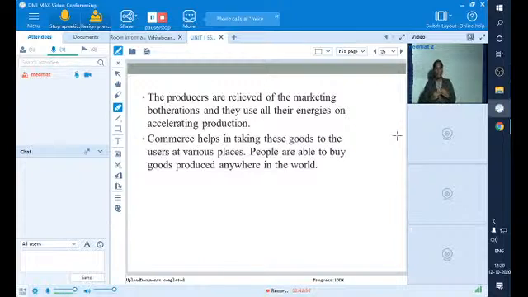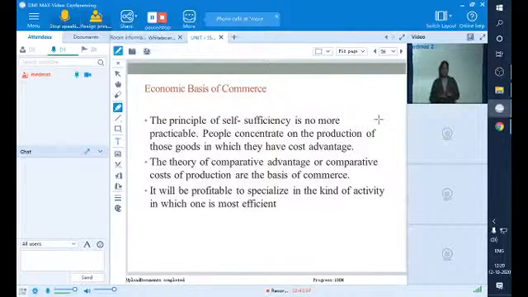Next one, commerce helps in taking these goods to the users at various places. So for what purpose are we introducing commerce? We are introducing commerce to take my goods around the globe, to other areas. So that is the economic basis of commerce. The principle of self-sufficiency is no more practicable. People concentrate on production of those goods in which they have the cost advantage.